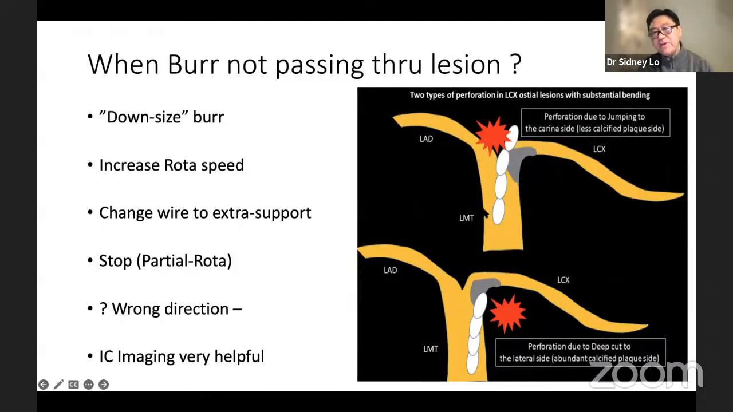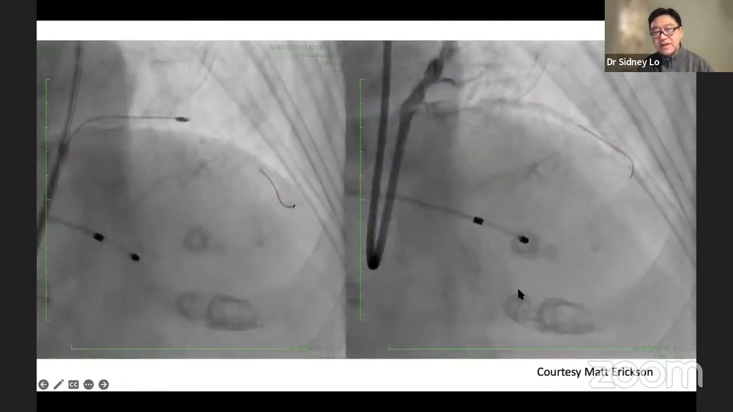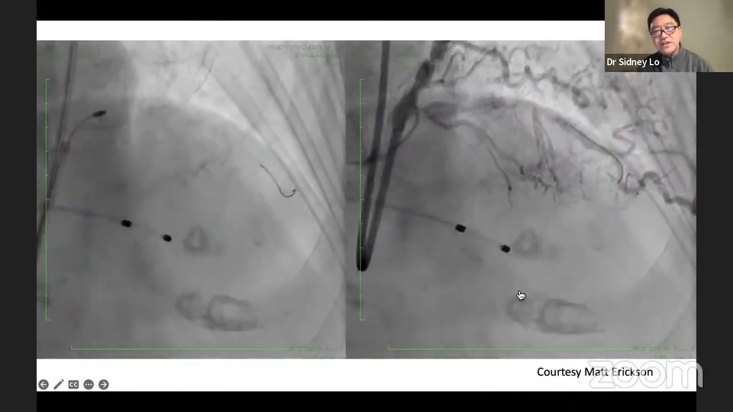And from a Japanese paper, you can see why you might perforate, maybe because there are two types. Perforation due to jumping of the burr through the carina towards a less calcified side of the carina, or around the calcium with a deeper cut. This is courtesy of one of my other friends in Western Australia.